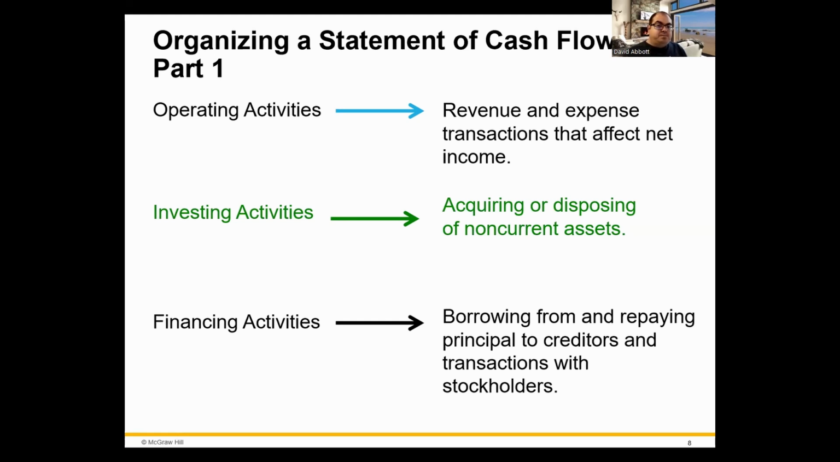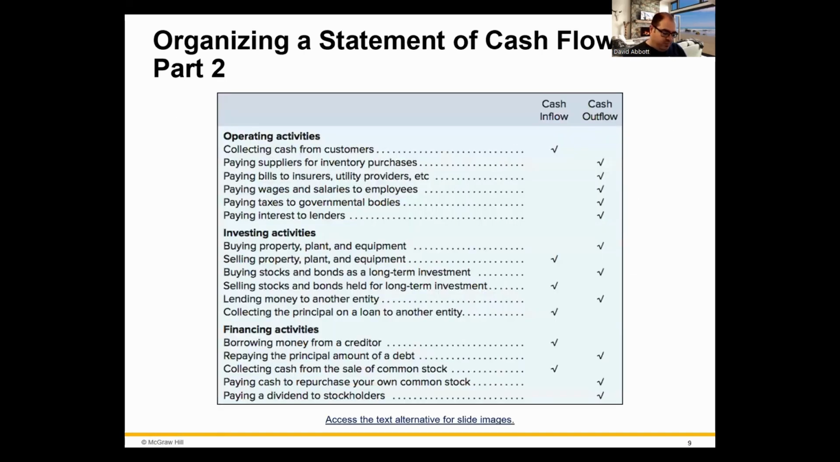And so operating activities are revenues and expense transactions that affect net income. Investing activities are acquiring or disposing of non-cash assets, and then financing activities are the borrowing from and repaying of principal to creditors and transactions with stockholders.